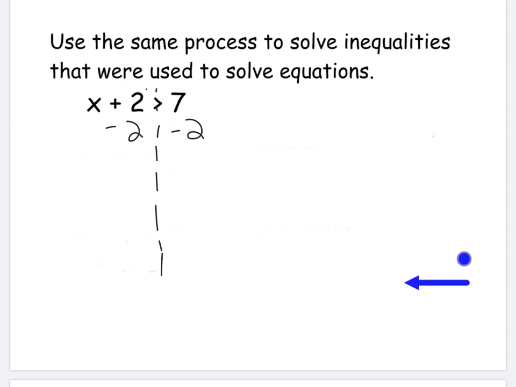So I have 2 minus 2 gives me 0. They cancel out. I'm left with x. I have my inequality symbol greater than, and then I have 7 minus 2 on that side. So I get my solution of x is greater than 5.